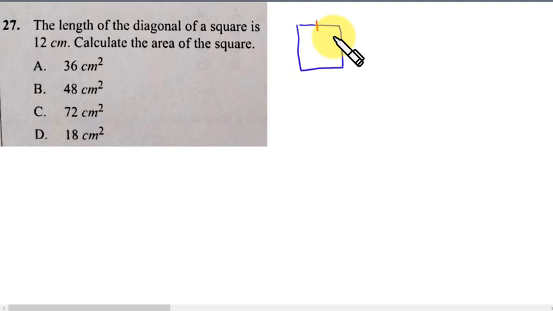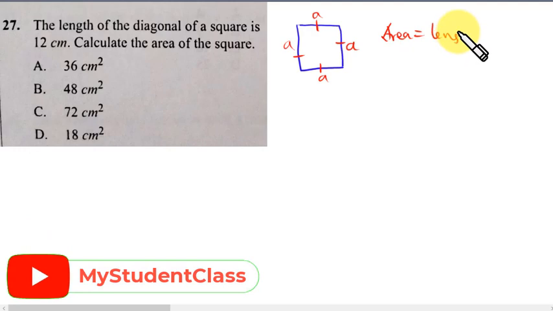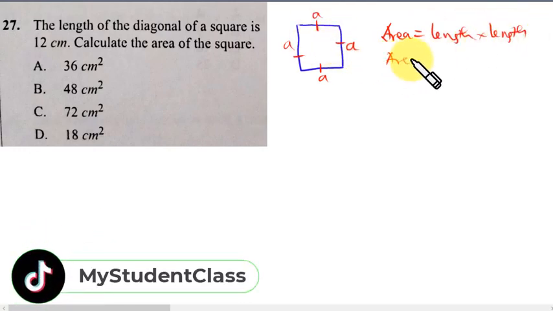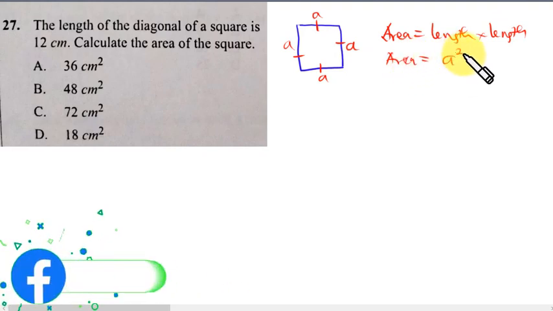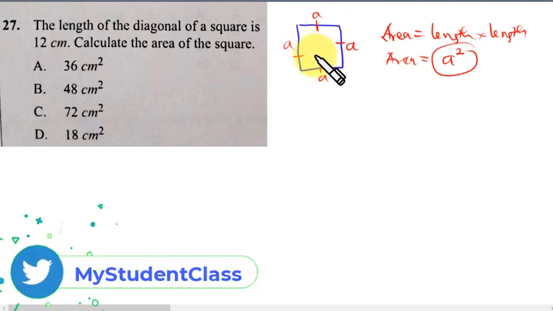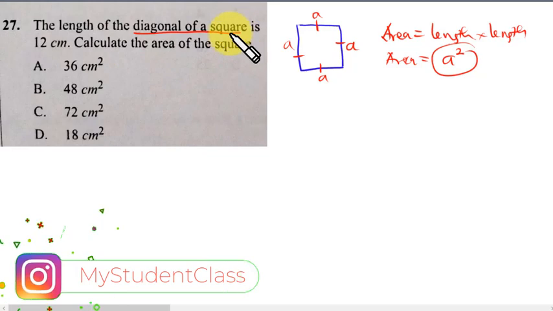The sides of a square are all equal. So if we say here is A centimeters, here will be A, and there will be A and A. Now the area of a square is the length squared, that is length times length. So the area of the square will be A squared. But unfortunately, A is the side of the square, and we have not been given the side of the square. We have been given the diagonal of the square.